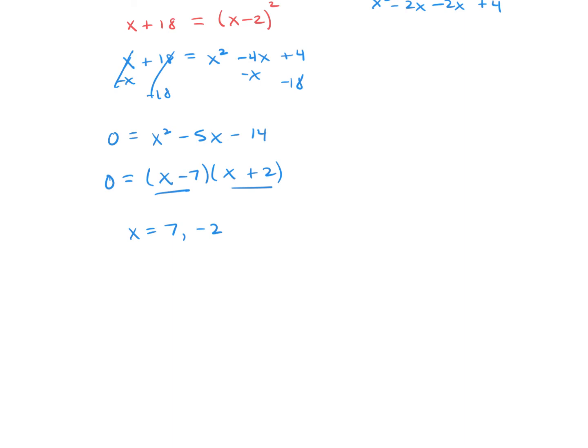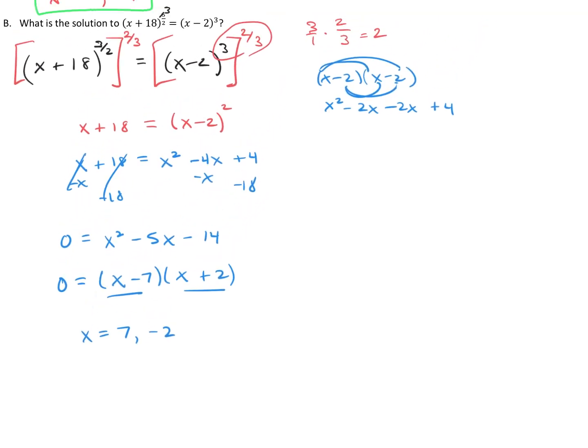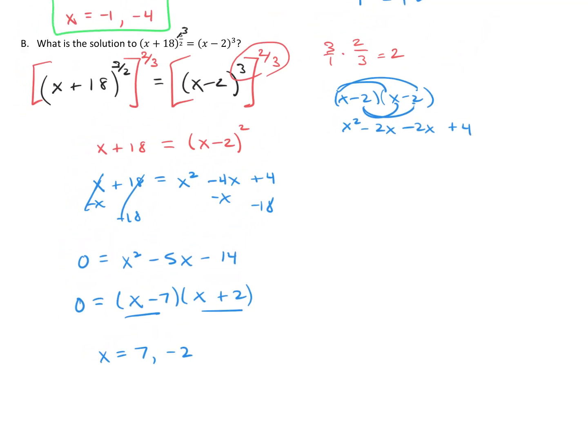But does x actually equal 7 and negative 2? We do not know unless we plug it back into the original equation and check. So first, let's check the 7. Does x equal 7? The original equation says x plus 18, so 7 plus 18 raised to the 3/2 power. Is that equal to x minus 2, so 7 minus 2 cubed? All right, so 7 plus 18 is 25 raised to the 3/2 power. 7 minus 2 is 5 to the 3rd power.